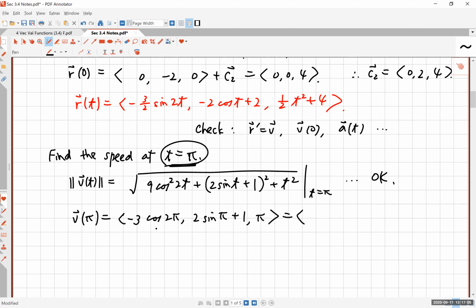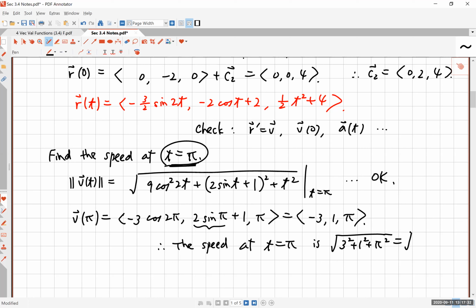In this case, cosine of 2 pi, okay, that's 1, right? So it's negative 3. And then this part is going to be 2 times 0, which is 0, plus 1. And then pi. It's a lot easier to find the speed at t equal to pi: the square root of 3 squared plus 1 squared plus pi squared, otherwise known as the square root of 10 plus pi squared.